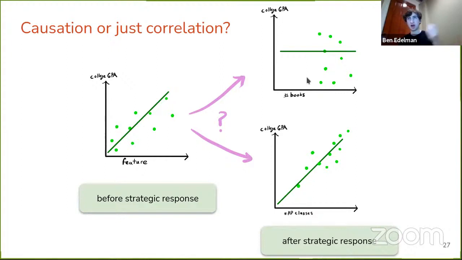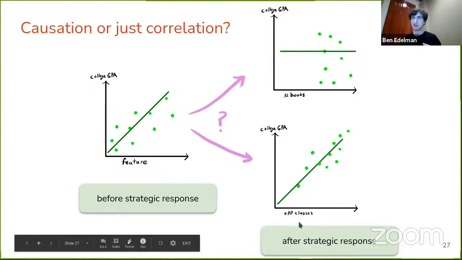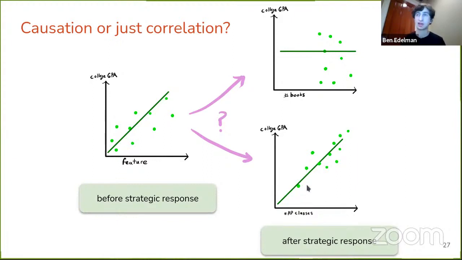But maybe if they instead incentivize the number of AP classes, the students do increase this feature and move to the right, but also the points move up, indicating that their GPAs are actually increasing as well. And so maybe the model actually remains accurate. And of course, there are a variety of things that can happen in between these two scenarios. Maybe there's some of what we would call gaming and some of what we would call improvement, a mix of the two.